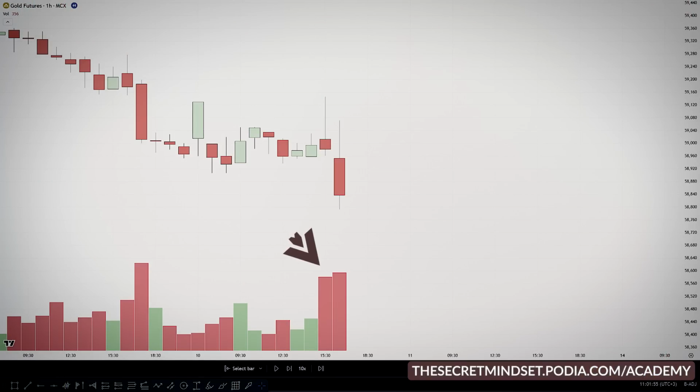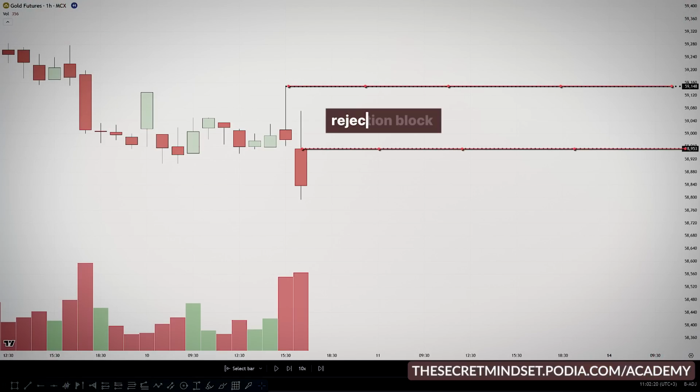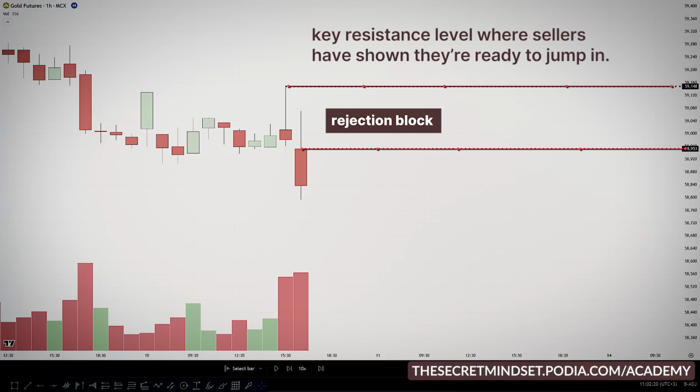Next, we want to see high volume on these rejection candles. High volume means lots of orders were placed. It's not just a few random trades. It's a big group of sellers saying no to higher prices. When we see big volume bars with these rejections, it adds weight to our idea that this price level is important. After we spot the rejection wicks and confirm high volume, we mark the rejection block containing the wicks. This rejection block will be our key resistance level, where sellers have shown they are ready to jump in.